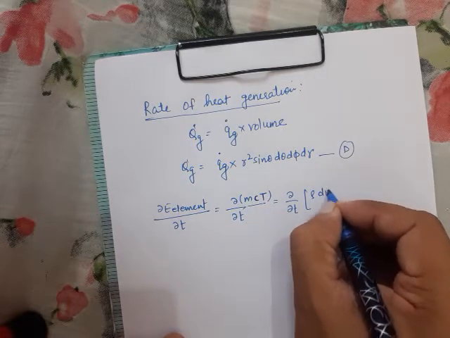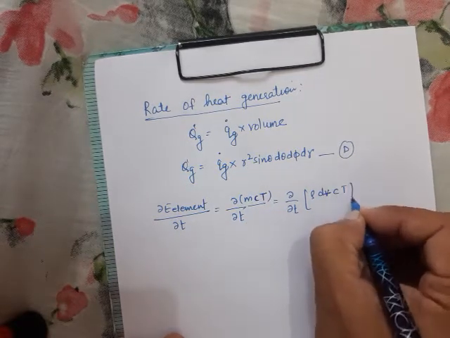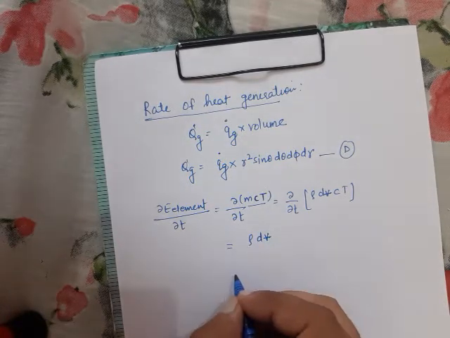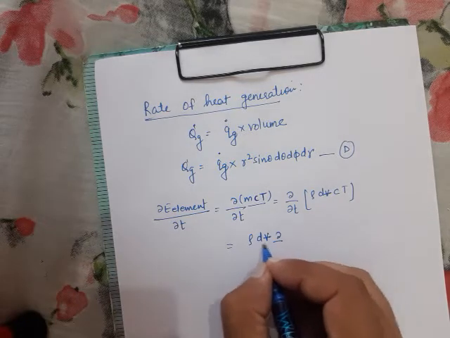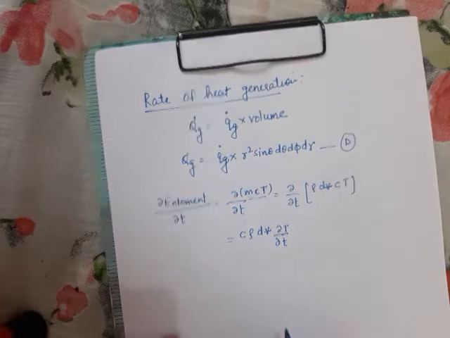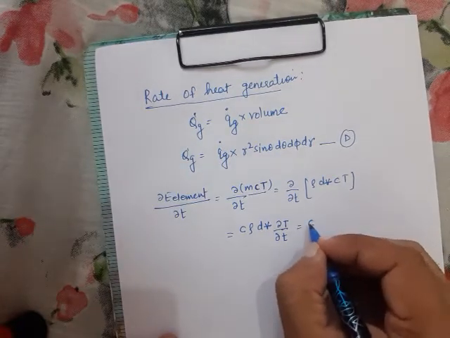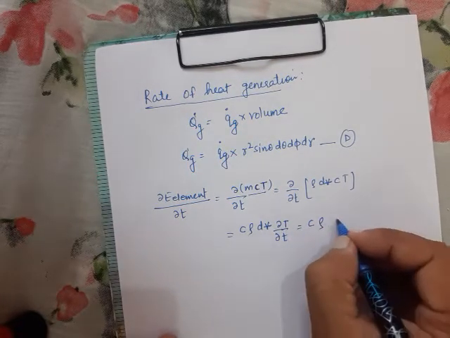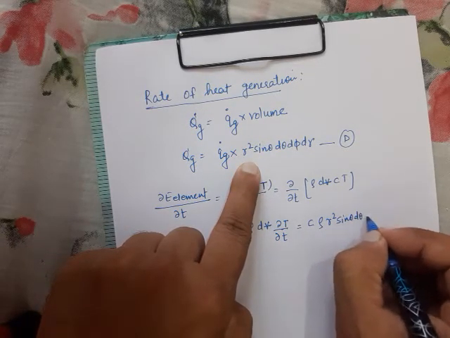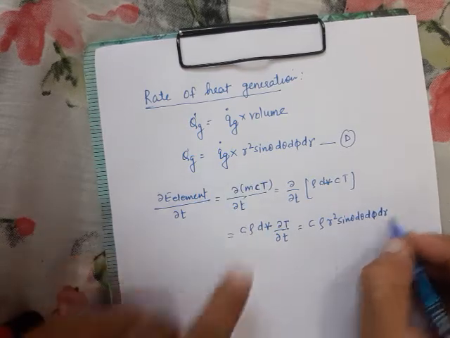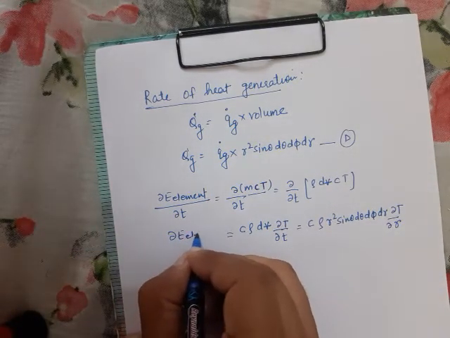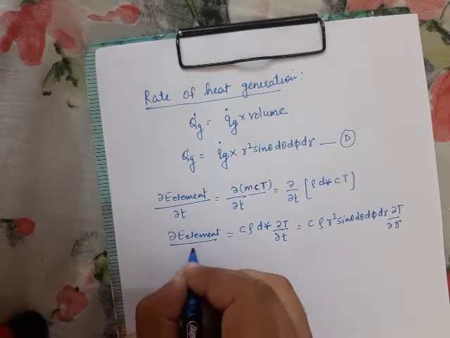density into volume, C into T, which can further be written as rho, and dV can be taken out because volume is constant, density is constant, and C is also taken out, it is constant. It would become C rho dV del T upon del t, where the value of dV is R square sine theta d theta d phi dr, multiplied by del T upon del t. This is del E of the element by del t.